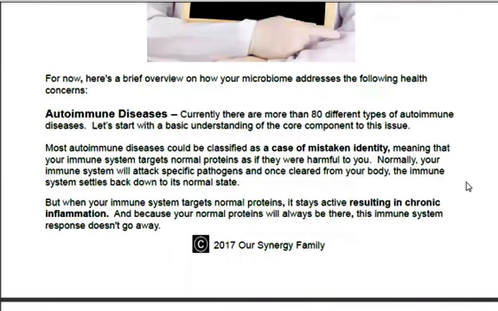And so we talk about immune systems and how there are 80 different types of immune diseases, and basically an immune disease can be classified as a case of mistaken identity, which means that your immune system actually targets normal proteins, and it does that because they're in the wrong place.